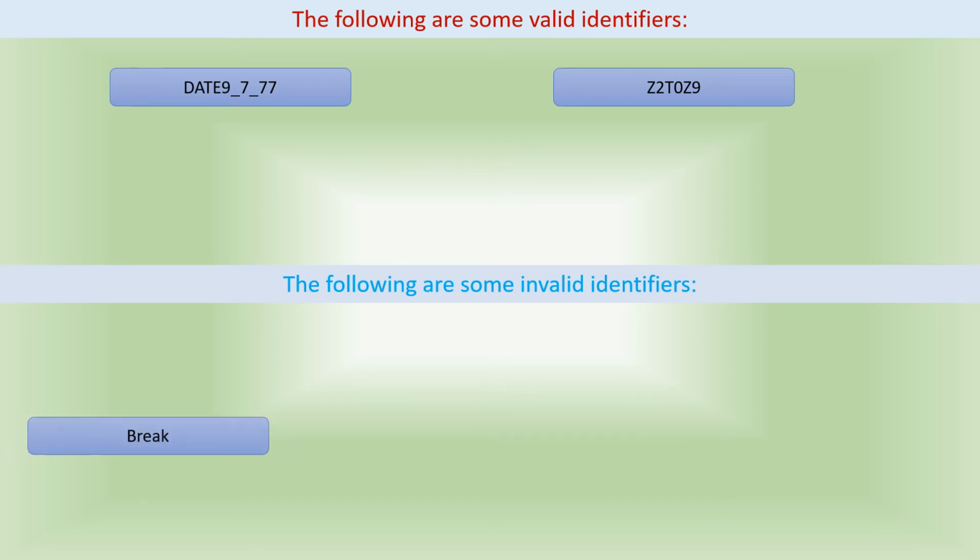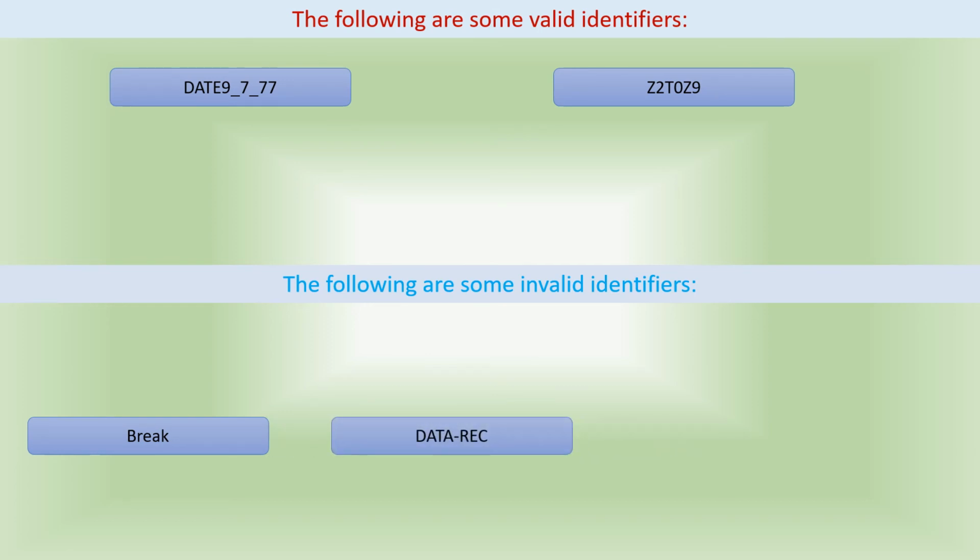First one is break. Now we can see only the alphabets in it. Alphabets are allowed in naming the identifiers, but this word break is in the list of keywords. We can't use any of the keywords as the name of an identifier, so this is an invalid identifier.